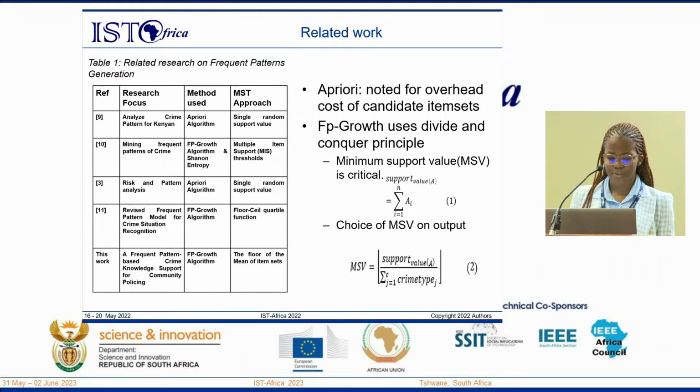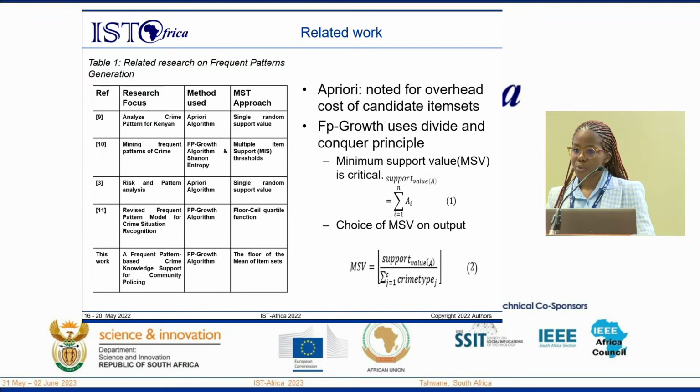As you know, there's been quite a lot of research on frequent patterns, using different algorithms, obviously. If you refer to table 1, on reference 9, there was an analysis of crime patterns for Kenya, which used the Apriori algorithm. And they used the MST approach. You're wondering what is an MST approach? An MST is a minimum support value approach, which we use when we want to prune the data. So we use only the data that will have influence on the results of generating the patterns.